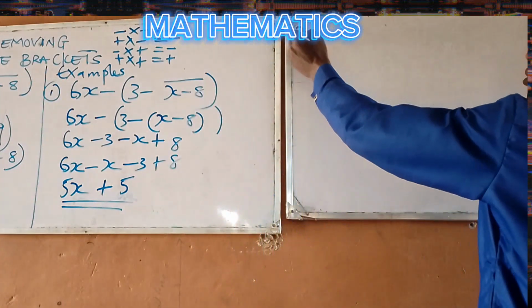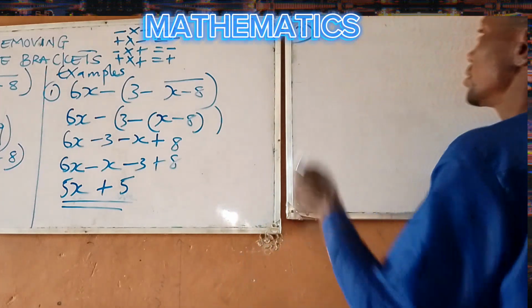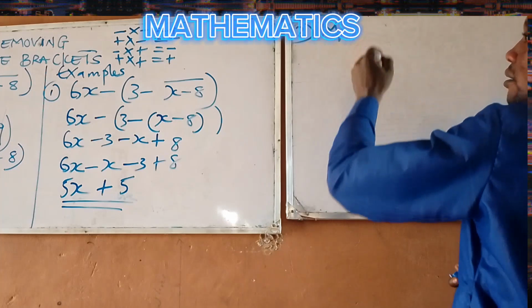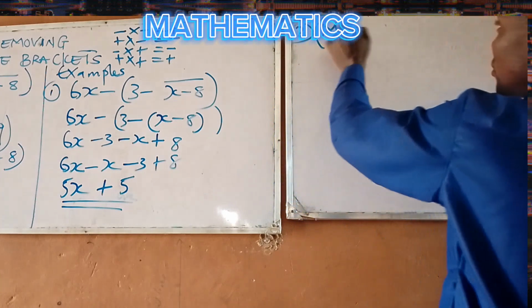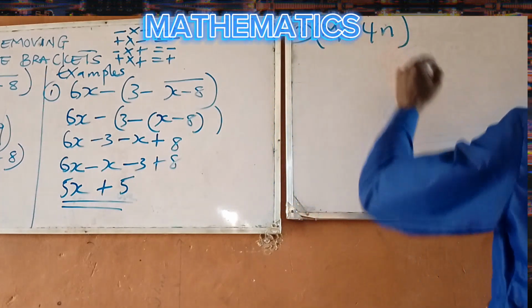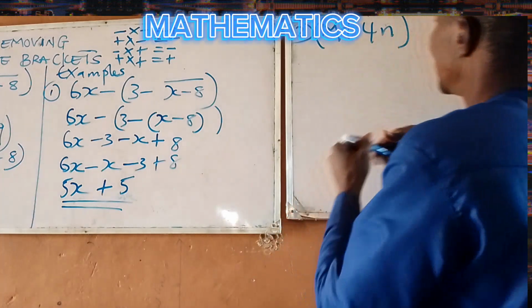Example 2. The second example that was sent to my DM is m, open bracket, m plus 4n. When you have m plus 4n but squared.